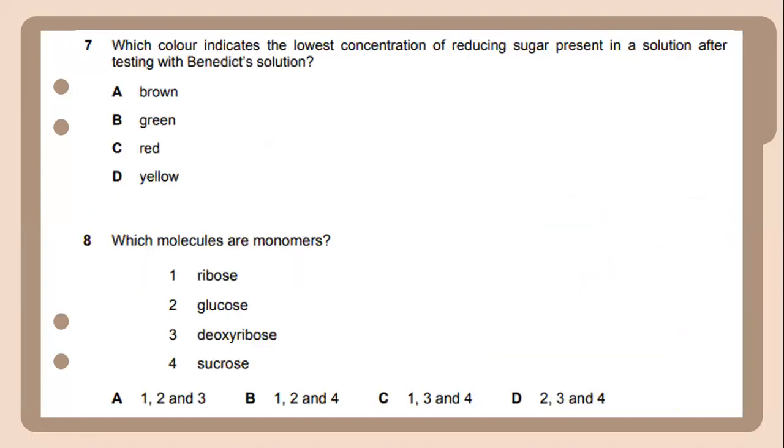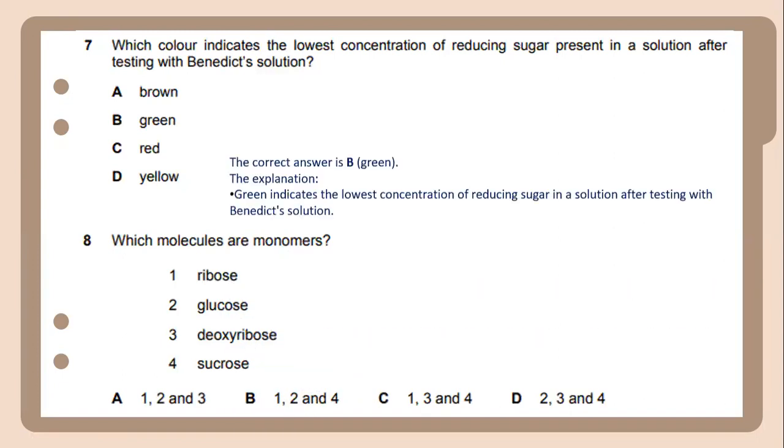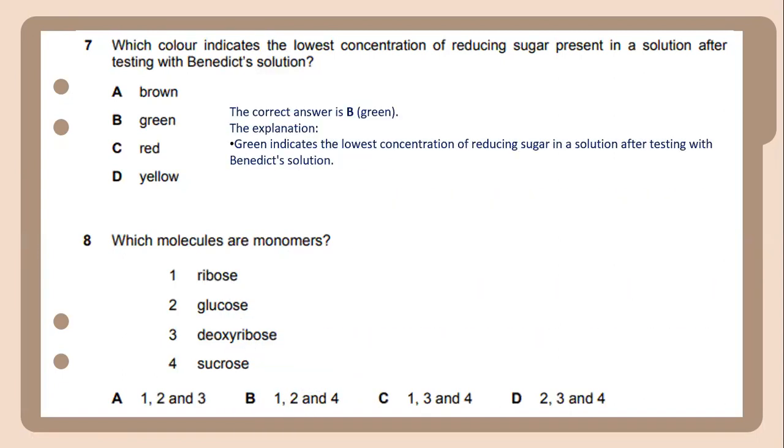Number 7, which color indicates the lowest concentration of reducing sugar present in a solution after testing with diluted solution? The answer will be green. This can be explained. It's actually green that indicates the lowest concentration of reducing sugar in a solution after testing with diluted solution. Which molecules are monomers?